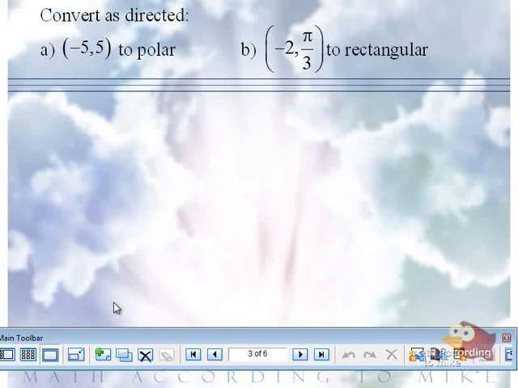Convert as directed: negative 5, 5 to polar. In order to convert to polar, we need two things. We need an R and a theta. So if only we had a formula for R that relates an X and a Y and an R. R is equal to the square root of X squared plus Y squared.